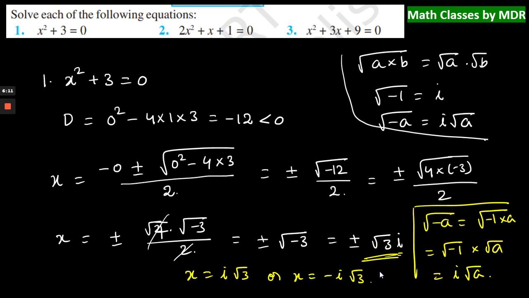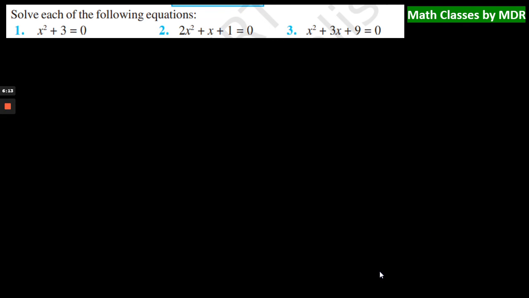Right? Now let us go to the second question: 2x squared plus x plus 1 equals 0. Again, what is the discriminant for the second one? The discriminant is b squared minus 4ac, where b is 1, so 1 squared minus 4 into 2 into 1, which is less than 0. So it will have imaginary roots.